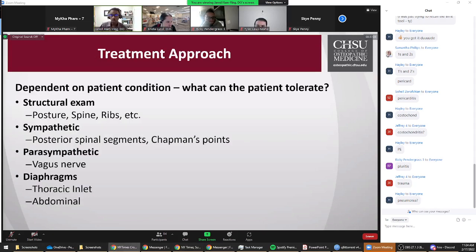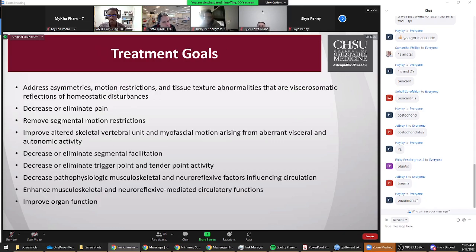Perfect. So that approach when you're having this patient come in with this chest pain that is non-cardiac, right? You don't always know it's cardiac when they first present. So you want to make sure you're doing your full exam, depending on what the patient can tolerate, checking their posture, their spine, their ribs, checking those associated viscerosomatics, sympathetically and parasympathetically, and then checking their diaphragms as well. Even before you treat, you can do this very quickly, just examining these areas. And if you find dysfunction, that can clue you in, all right? So your goals are going to be listed here a little bit.